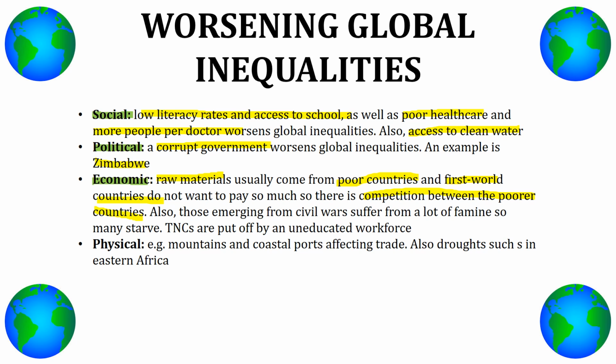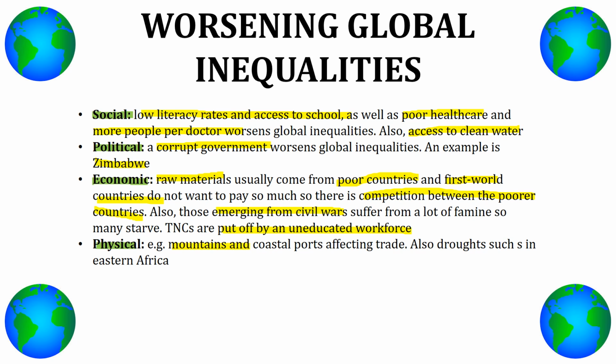countries emerging from civil wars do suffer a lot from famine, and therefore many starve. And TNCs, so transnational corporations, companies that have their operations elsewhere, like Nike for example, they have their HQ in the USA but their factories in China and Vietnam and South American countries, African countries, and they're actually put off by an educated workforce. And finally, the physical or environmental factors.